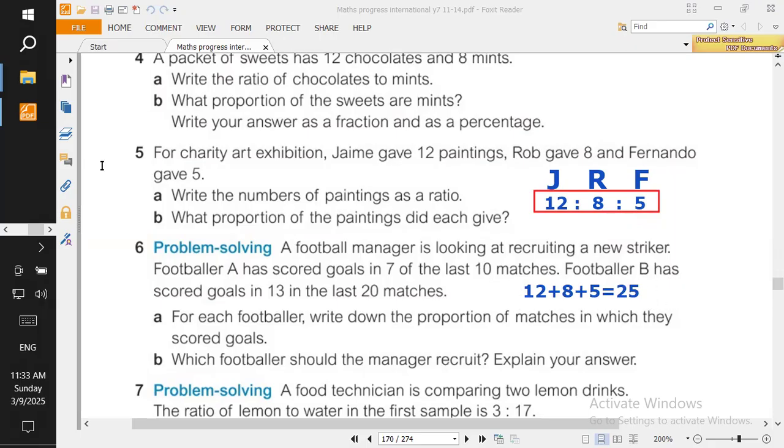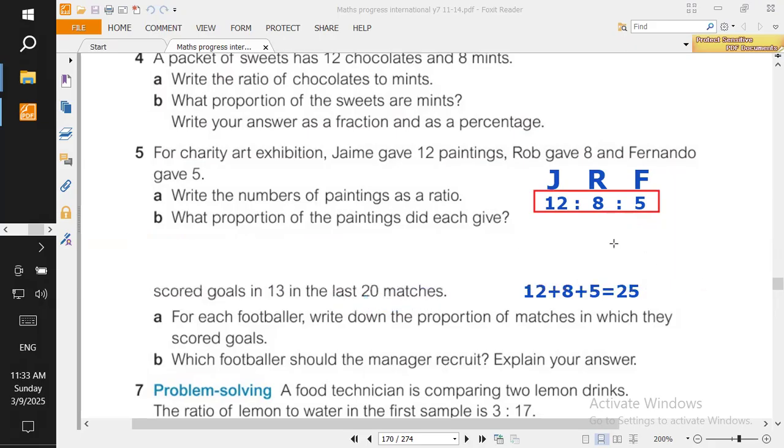Now we want to write it as a proportion. Each proportion should be a part number over the total number. So this one will be 12 over 25. This one will be 8 over 25. And the last one will be 5 over 25. Now, this is the proportion of paintings each one gave out of the total paintings.